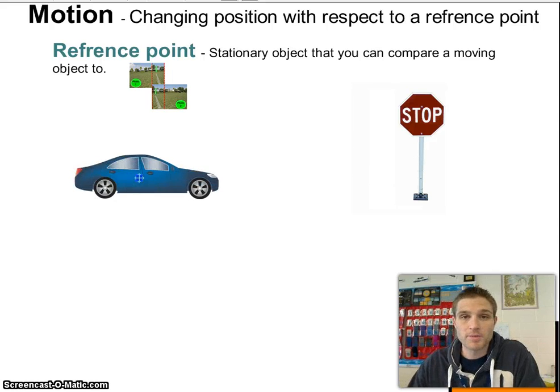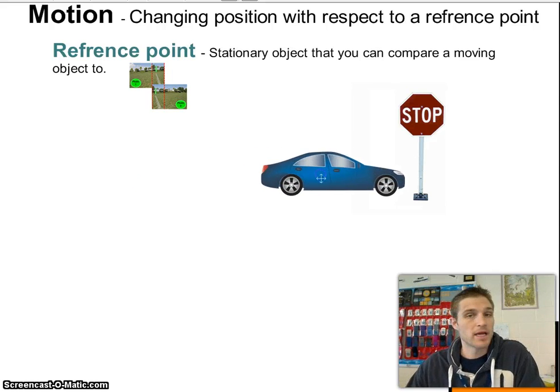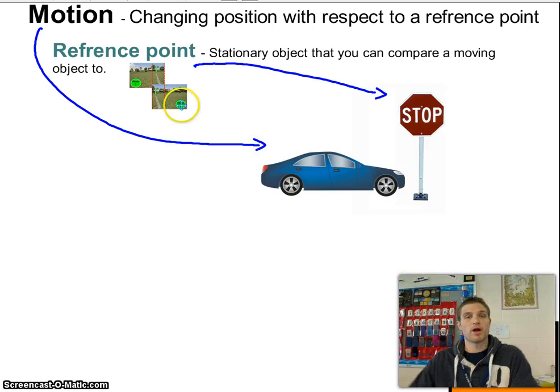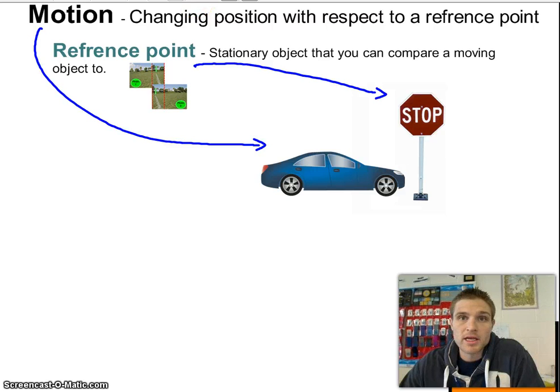Because when it's driving up to the stop sign, I can see the stop sign staying in one point, which would be our reference point. And I can see that the car is, in fact, moving. So our stop sign is our reference point. Our car is our motion. Now, if you wanted some more help on motion, you can look in the speed note card, which we'll get to a little bit later.